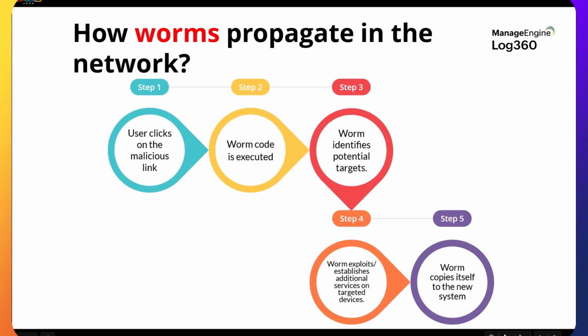A worm typically starts propagating when users accidentally download it through malicious email attachments, file shares, drive-by downloads, or infected USB drives. Once the worm is downloaded, it executes its code and begins to create copies of itself. The worm then scans for other vulnerable targets on the network. It does this by scanning for devices running a vulnerable service. The worm then begins to exploit these vulnerable services on the targeted devices and then copies itself onto the new device.